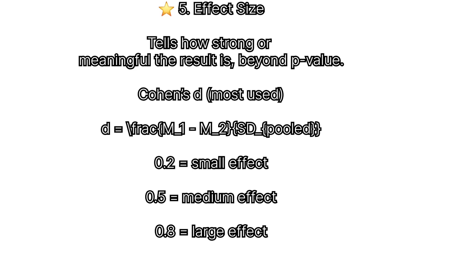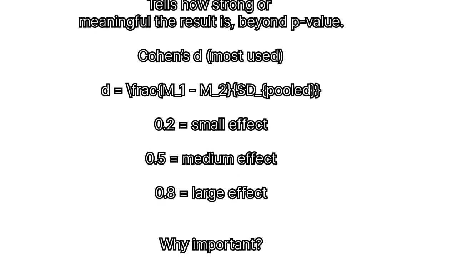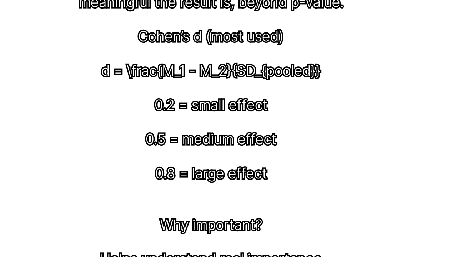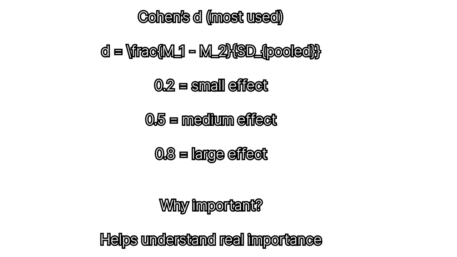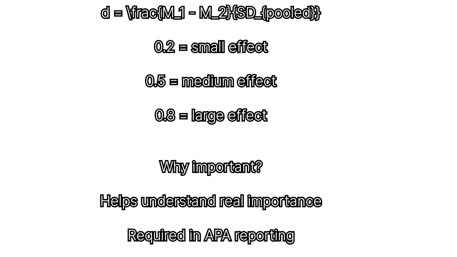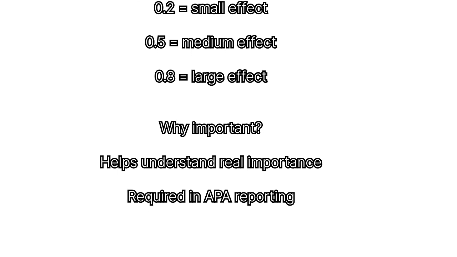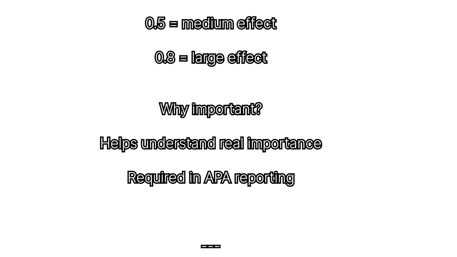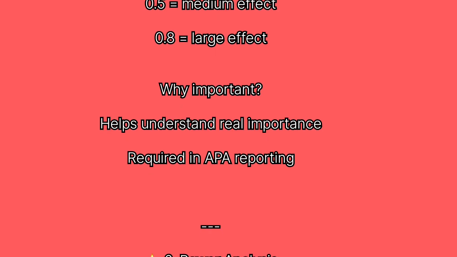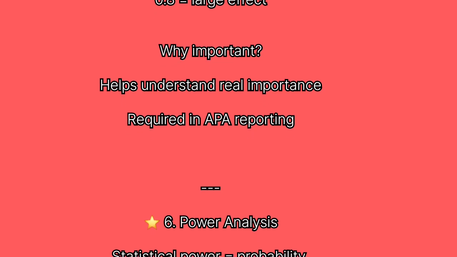The effect size tells how strong or meaningful the effect is beyond the p-value. Cohen's d is most used. d is equal to the fraction (m1 minus m2) divided by SD pooled. 0.2 is a small effect, 0.5 a medium effect, 0.8 a large effect. Why is it important? It helps understand real importance and is required in APA reporting. APA means, you know, right? American Psychological Association. You can comment if you know.